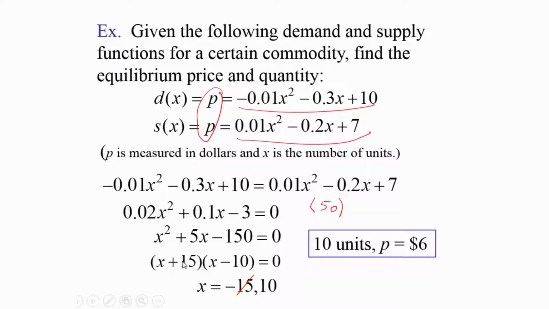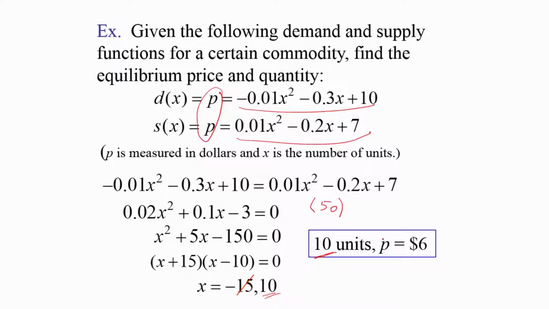That means x plus 15 equals 0 or x minus 10 equals 0. One would give you x equal to minus 15, the other one would give you x equal to 10. Again, minus 15 is unacceptable because you cannot have a negative quantity. So the answer is plus 10. That's the quantity, 10 units.